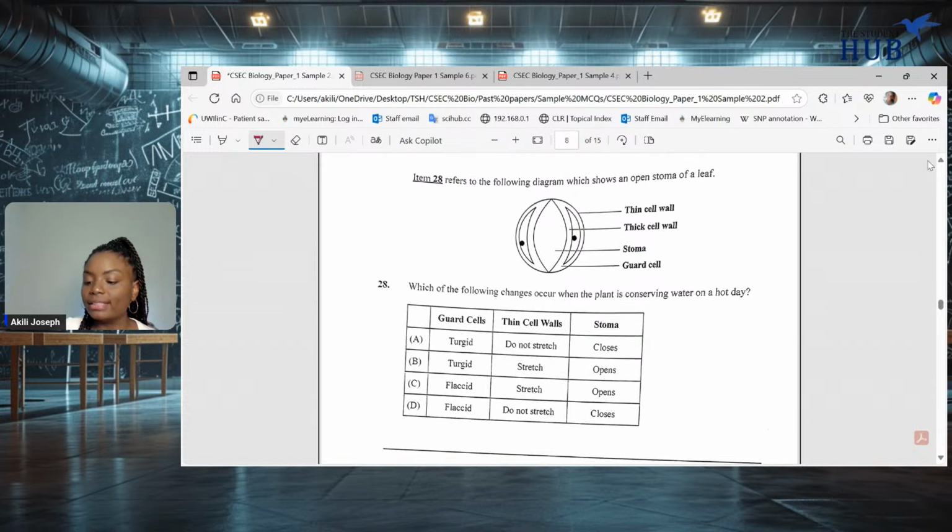Item 28 refers to the following diagram, which shows an open stoma of a leaf. Which of the following changes occur when the plant is conserving water on a hot day? You have your guard cells. Are they going to be turgid or flaccid? Would the thin wall stretch or not be stretched, or would the stoma be open or closed? So if the plant is deciding to conserve water on a hot day, is the stoma going to be open or closed? Let's start there.